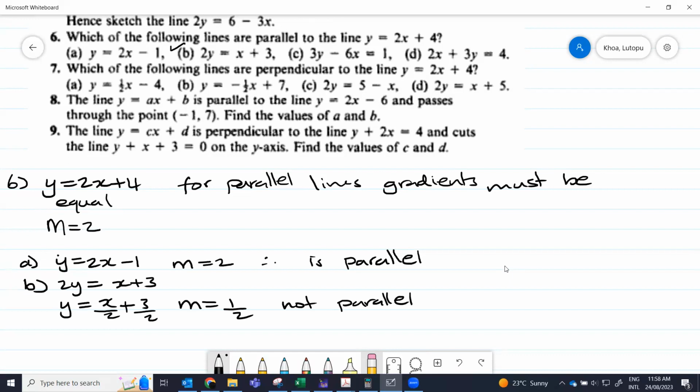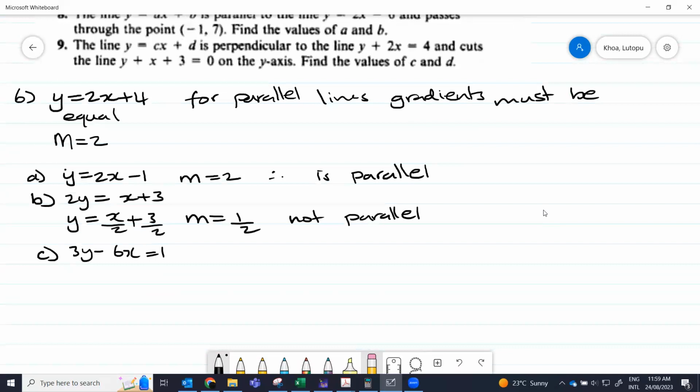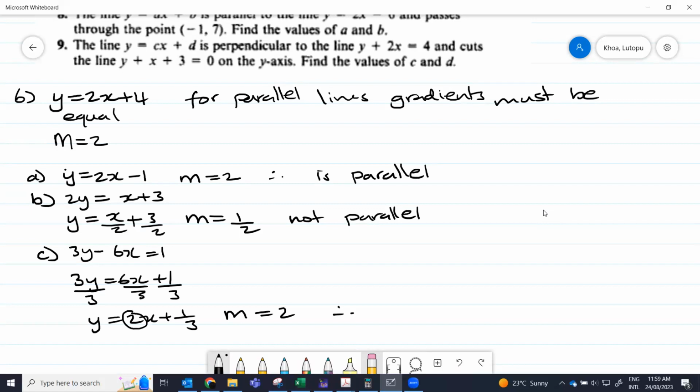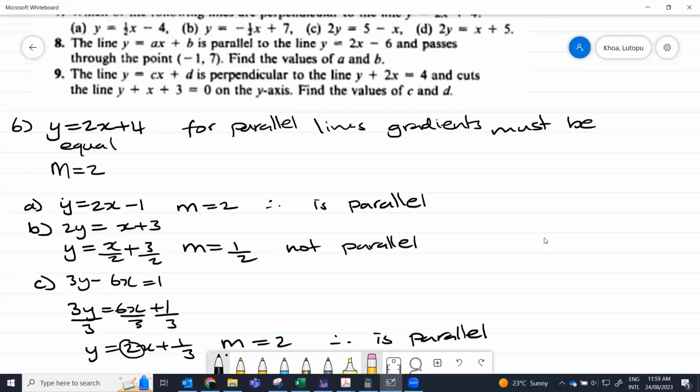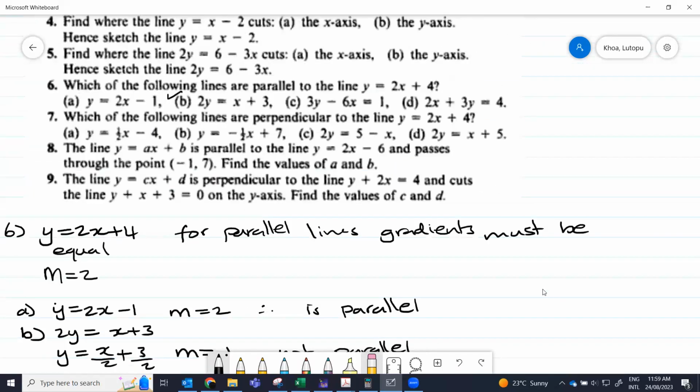Okay, then C, we have 3y minus 6x is equal to 1. So when you write this in standard form, we have 3y is equal to 6x plus 1, divided by 3. y is equal to 2x plus 1 over 3. The gradient here is 2, and therefore it is parallel. Okay, so C is parallel. So this one we say not parallel, this one is parallel.